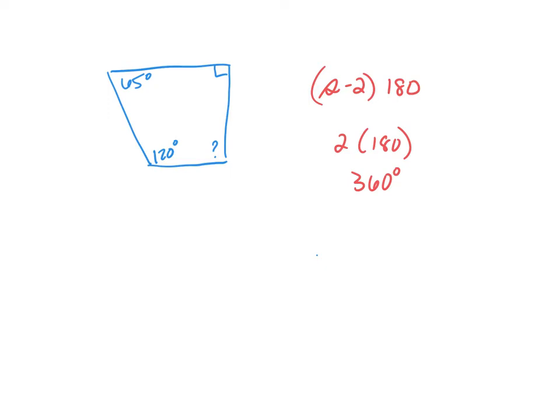Well, in this case, we start with 360, and we subtract the 120, and we subtract 65, and we subtract 90, because that guy has a box on it, and we'll get the question mark. So what is that? So this angle right here is 85 degrees. So the first 6 are like that. This is number 1. You take 360 and subtract the angles they give you, and then you find the angle that's missing, okay?